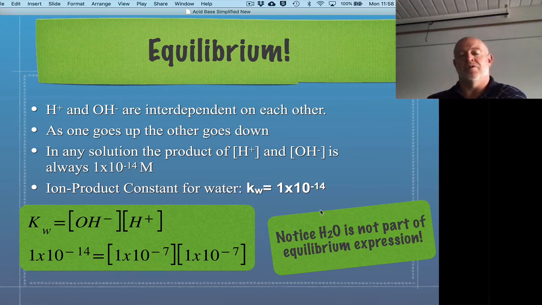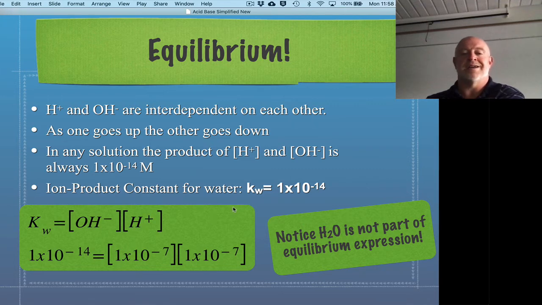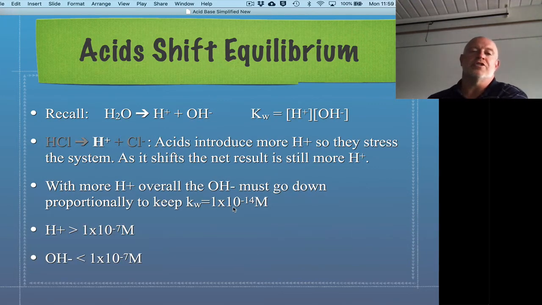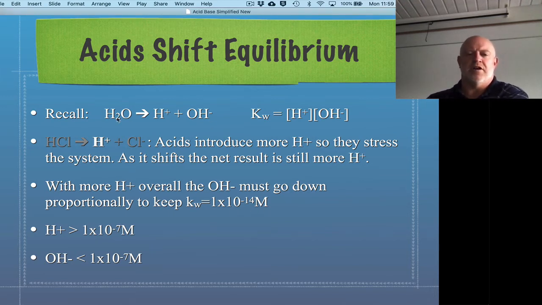If we go back again to our rules, liquids do not have a bearing on equilibriums. So the only thing that really matters in terms of adjusting this equilibrium is the hydrogen ions or those hydroxide ions in solution. So let's talk first about how an acid shifts this equilibrium, okay? So again, we have our equation here.